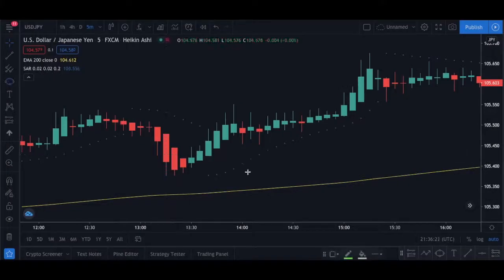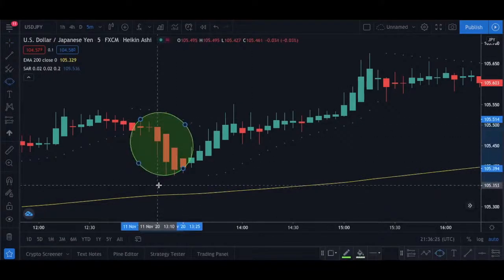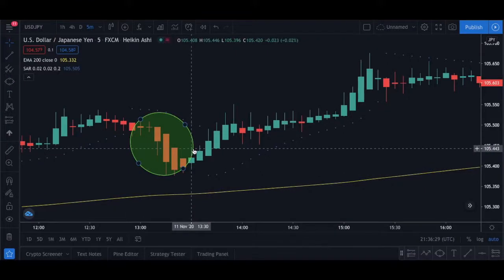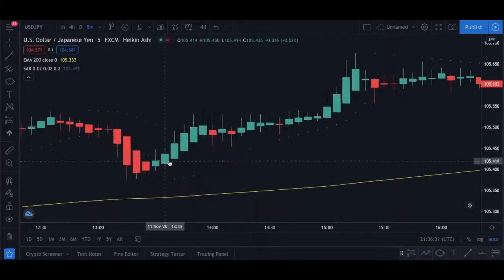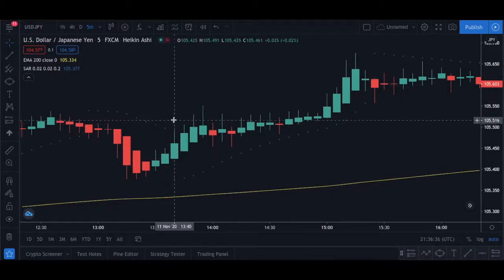We can see a bunch of red candles here, and the price is above the moving average. So normally, we will look to go long right at this candle, since it doesn't have a lower shadow. But we cannot do that. And if you look closely you might see why.